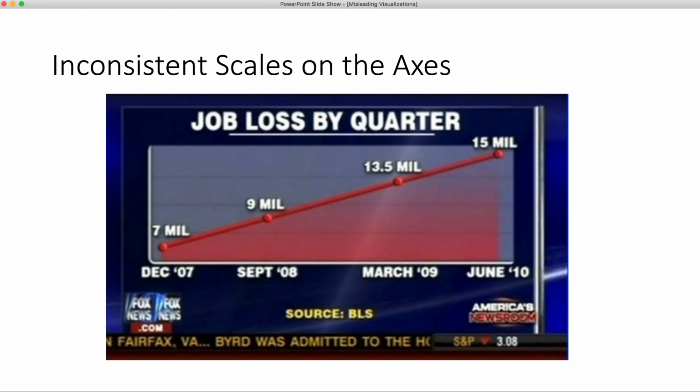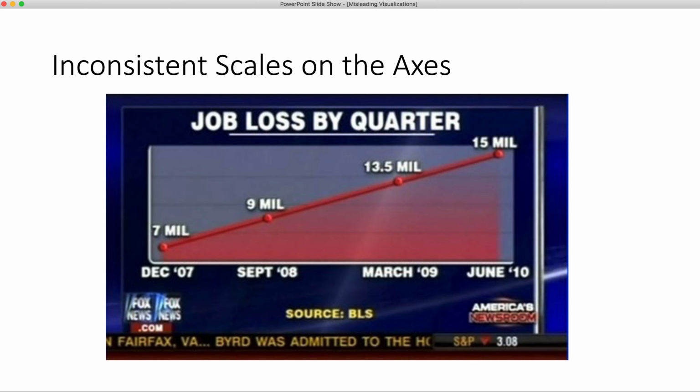Another way in which you can mislead is to have an inconsistent scale on the axes. And this happens in two ways. The y-axis is not consistent because the difference between 7 and 9 million is about the same as the difference between 13.5 and 15 million, although of course the difference is more than 25% higher between 7 and 9 than it is between 13.5 and 15.